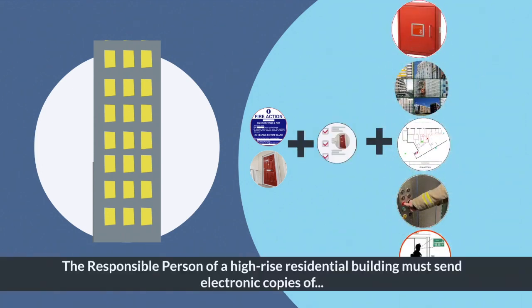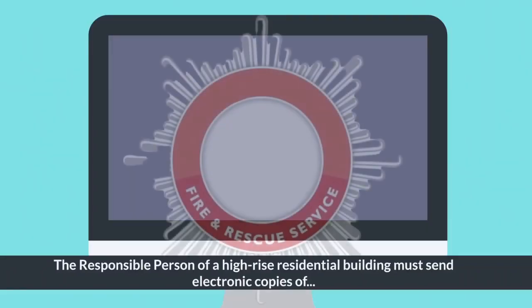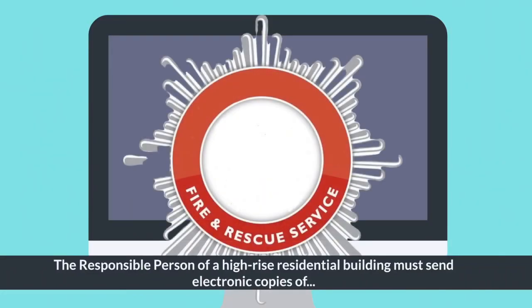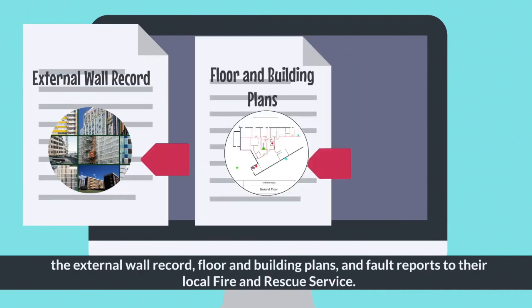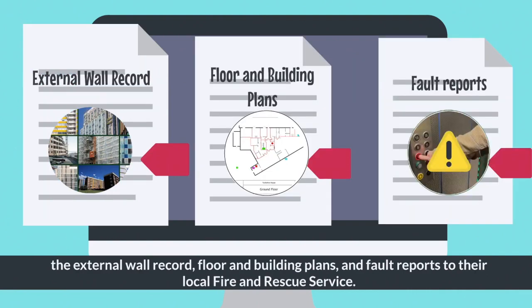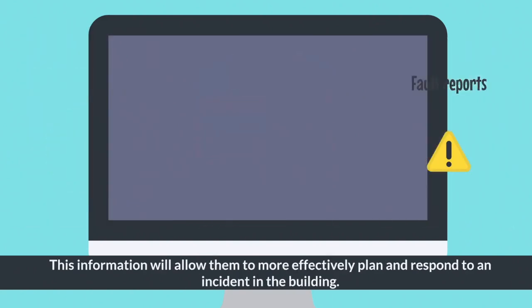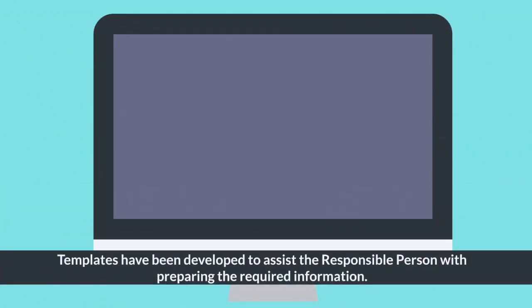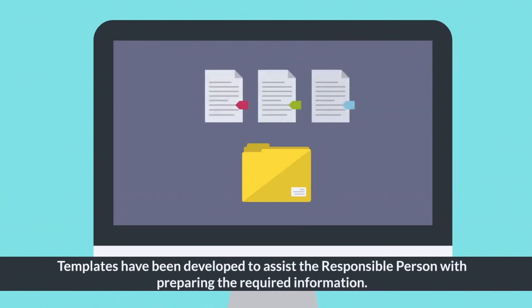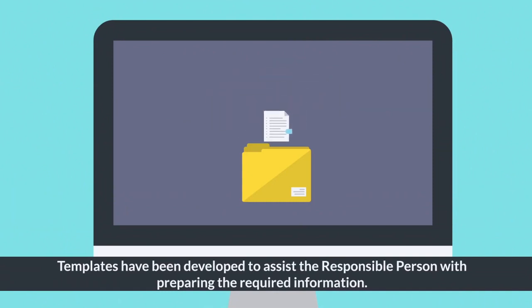The responsible person of a high-rise residential building must send electronic copies of the external wall record, floor and building plans, and fault reports to their local fire and rescue service. This information will allow them to more effectively plan and respond to an incident in the building. Templates have been developed to assist the responsible person with preparing the required information.